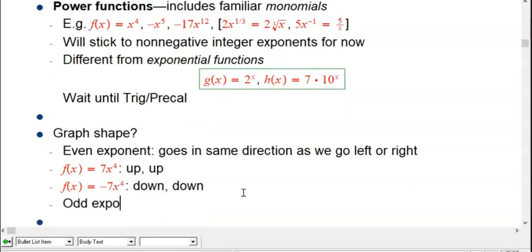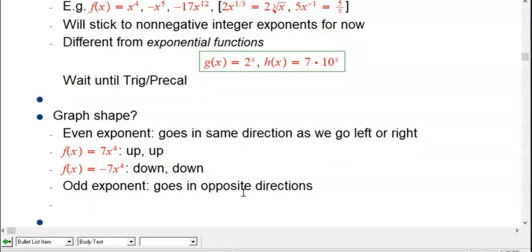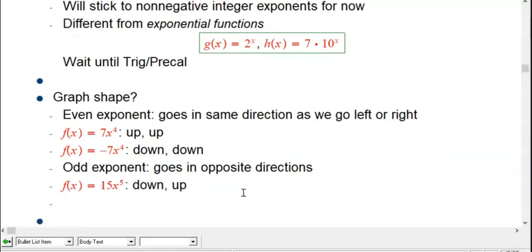Odd exponent goes in opposite directions. And so if f of x, I guess I'll keep using f just for fun, is like 15x to the 5th, that's going to be down, up. And f of x equals minus 15x to the 5th. It's going to be up, down.